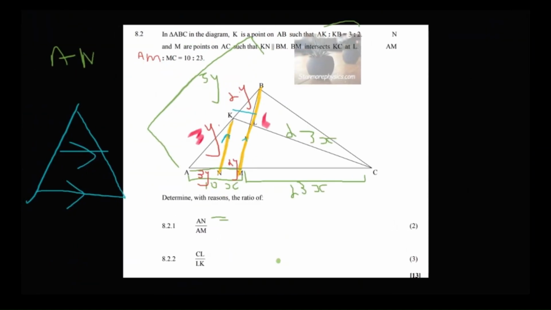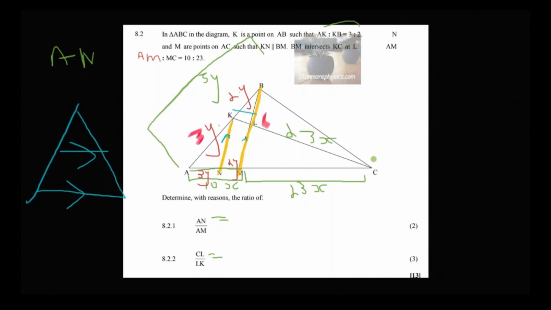Then for the next question, 8.2.2, you have to determine with the reasons the ratio of CL over LK. Okay, so where's CL? CL would be right over here. CL over KL. What is the very first thing that we have to do? Let's first write down CL over LK. Do we know what the ratio of CL is equal to?